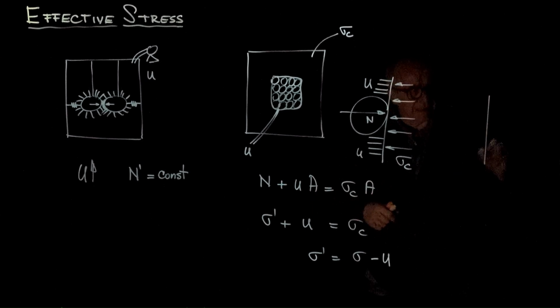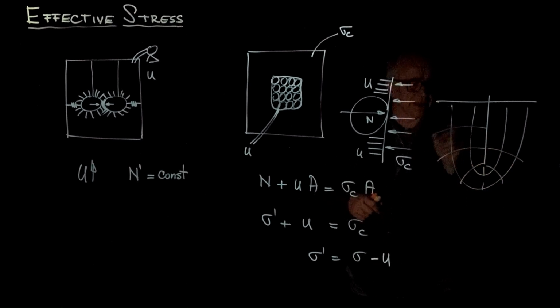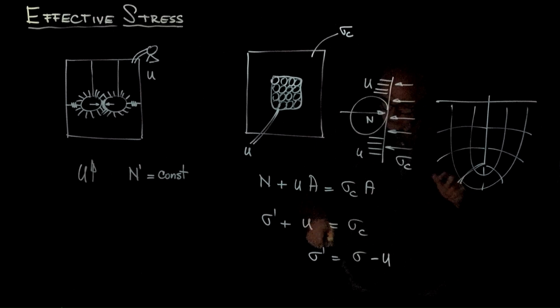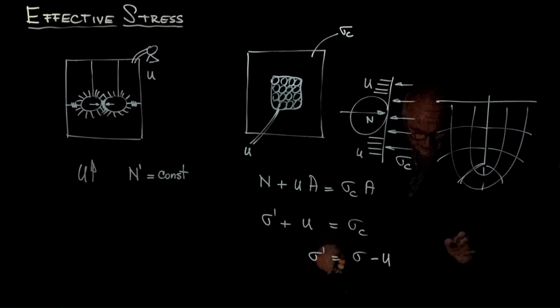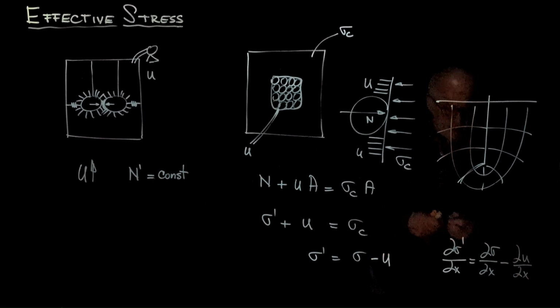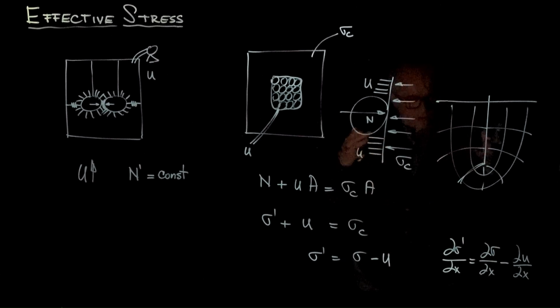Well, imagine that we have a cut-off wall, and we have flow lines. And if you draw the flow net, each of these equipotential lines is actually equivalent to a boundary. Because notice that I can do a derivative with respect to space, and so the change in sigma prime with respect to x is equal to the change in total stress with respect to x minus the change in pore pressure with respect to x. So every time I have a gradient in pore pressure, I will have a gradient in effective stress if the total stress remains constant.